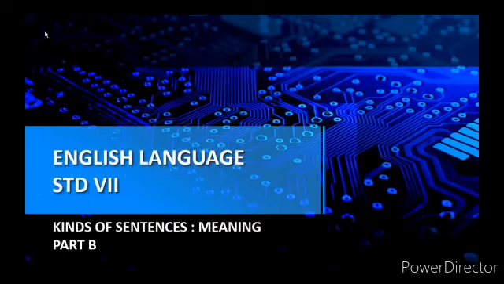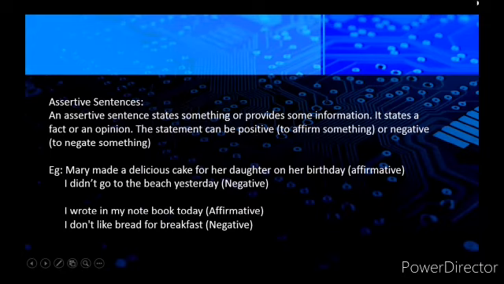Good morning, dear students. This is the continuation video for Standard 7 children, kinds of sentences. In the previous video, as I told you, sentences can be divided into 4 types. So, we are going to read them one by one.